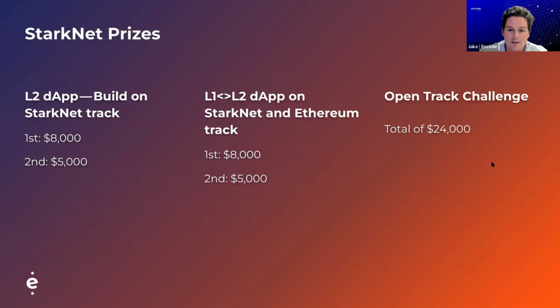And this is just the prizes, to see what's in store if you do well. Obviously, for the first track and the second track, there's $8,000 for first place and $5,000 for second place. And then the Open Track Challenge is just a pool of $24,000 that StarkNet will decide who gets.